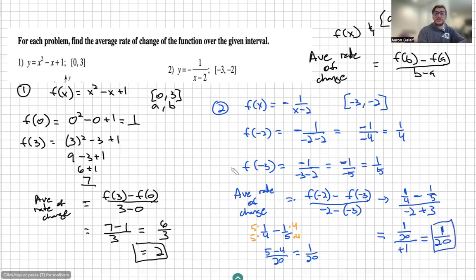And thus the rate of change for the function y equals negative 1 over x minus 2 on the interval of negative 3 to negative 2 is equal to 1 over 20.